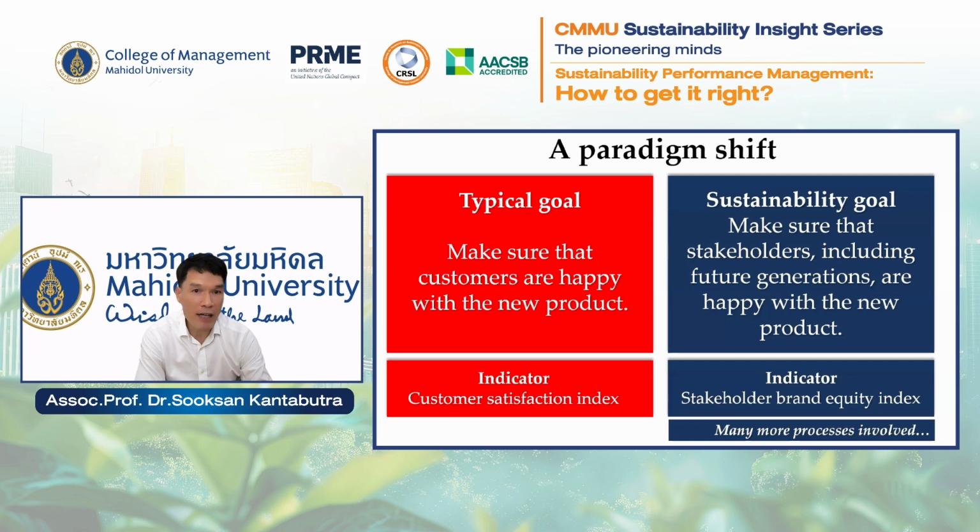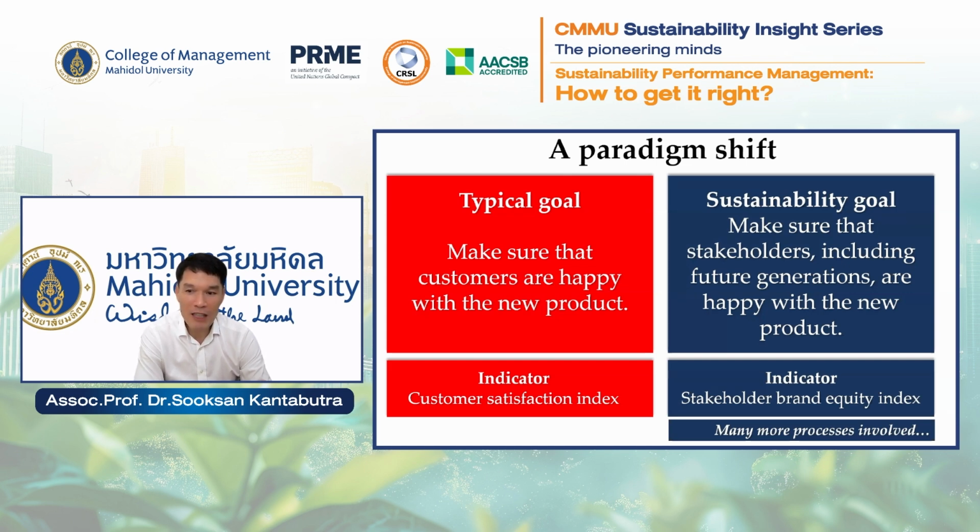So these are what future generations want, so we can guess what they want as well. Therefore, whatever product that we introduce, you have to make sure that it meets all these environment demands, society demands and all that. And so the indicator for the goal here is the stakeholder brand equity index.